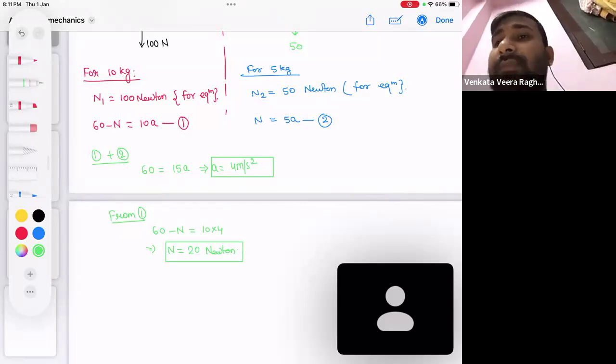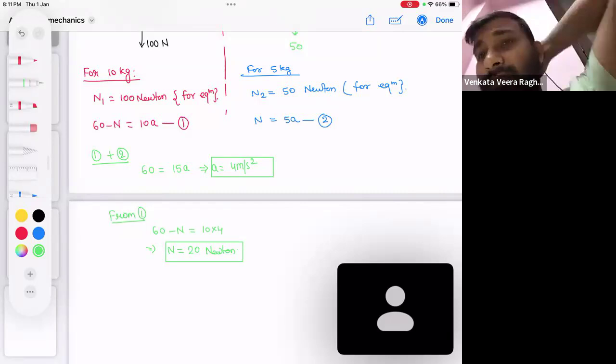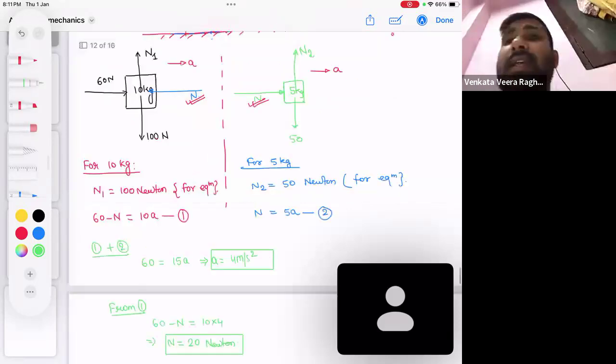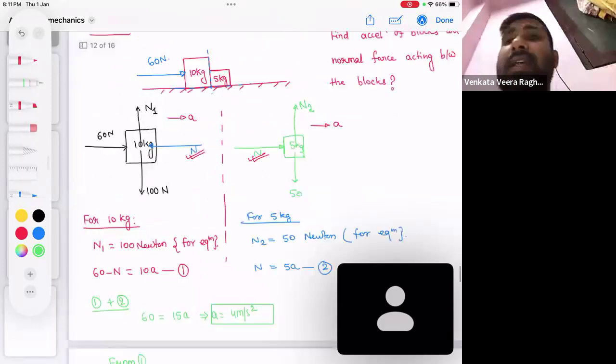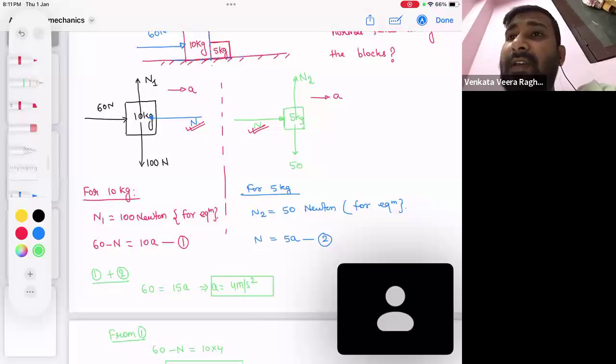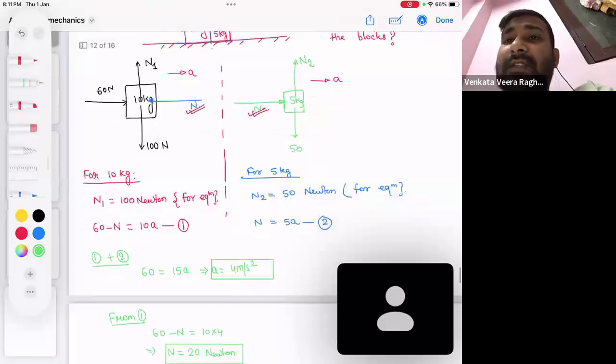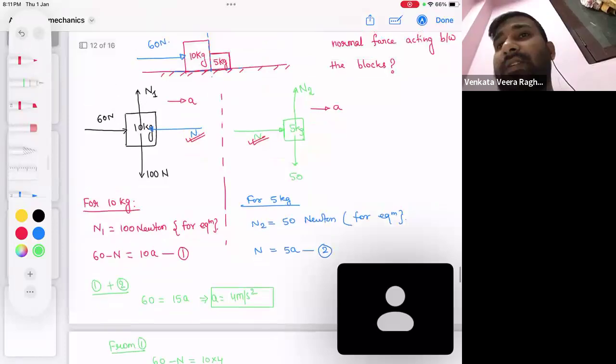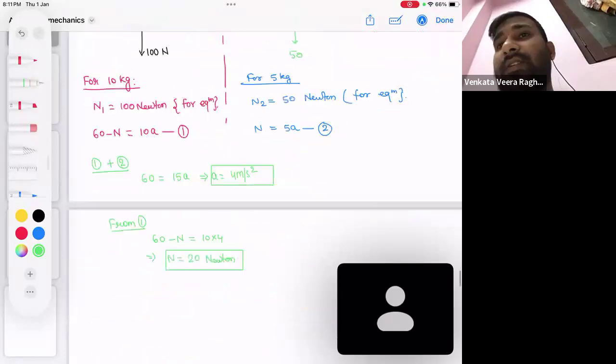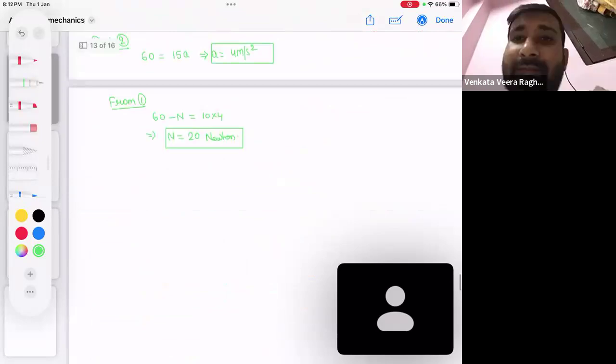Next, what is the normal reaction between them? That is 20 Newton. And what is the normal due to the ground on the 10 kg and 5 kg blocks? On the 10 kg it is 100 Newton and on the 5 kg it is 50 Newton. So these are the things they ask in this question. Understood? The same question they can put in a different way. How?